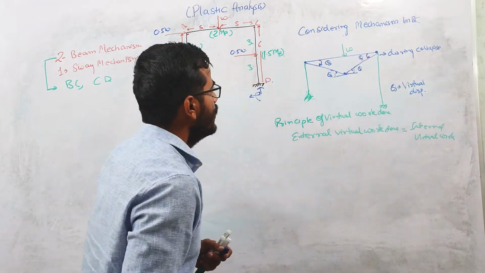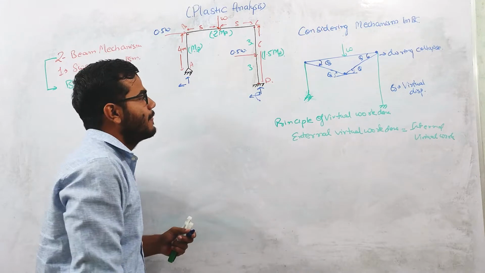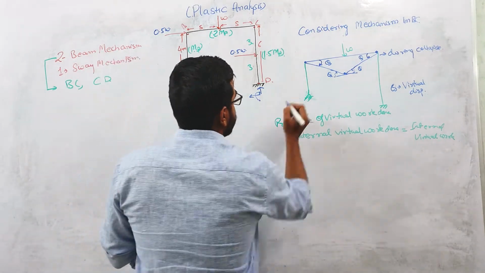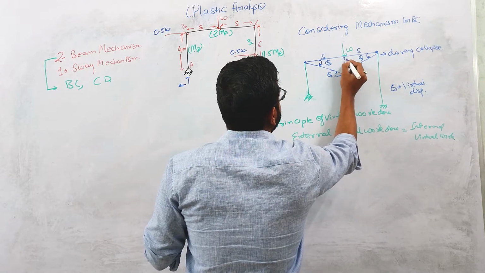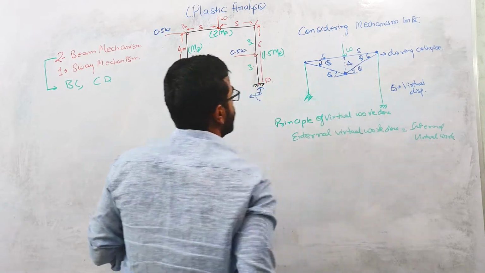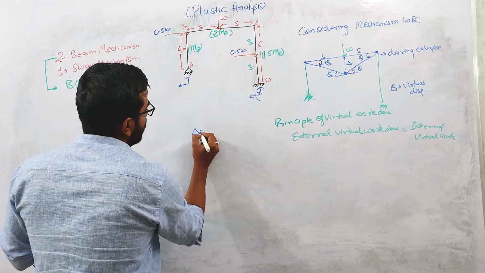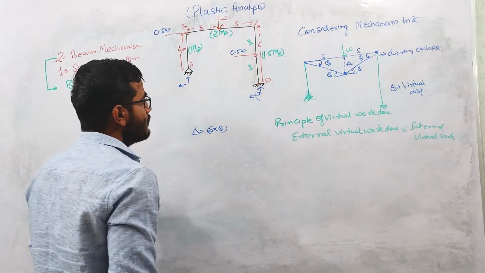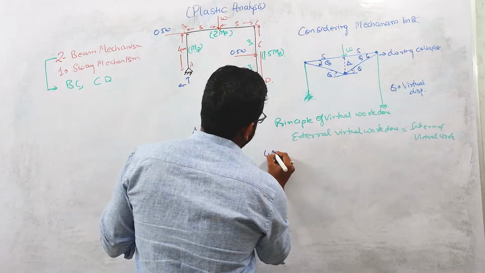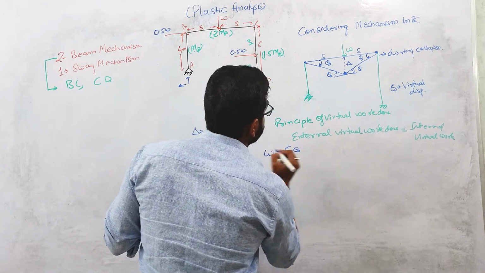So what will be the external work done? This distance is 5, this distance is 5. External work done will be W into this distance, delta. And the delta value will be equal to 5 into theta, right? So external work done will be W into 5 theta.